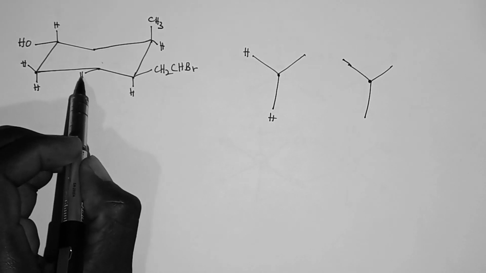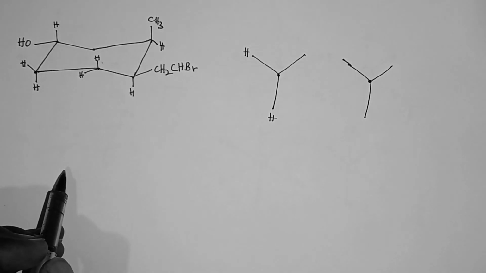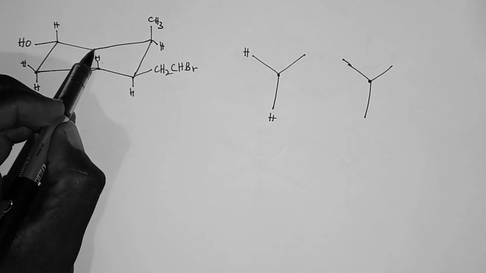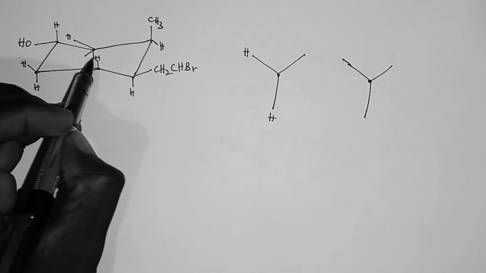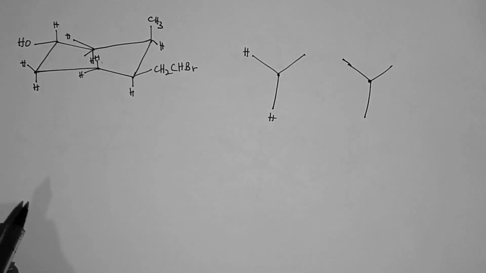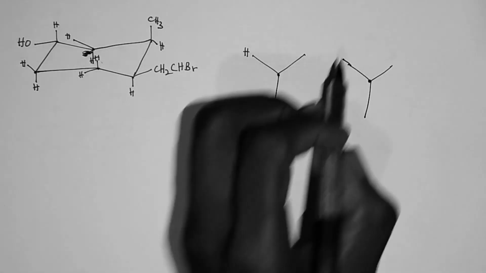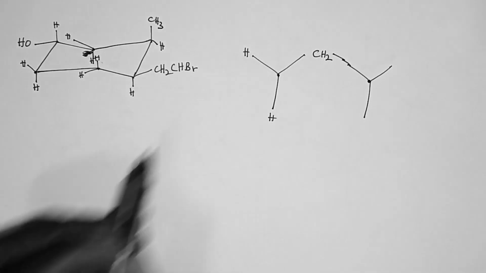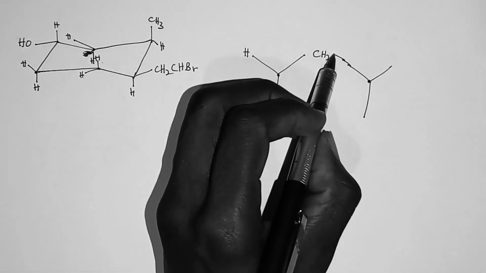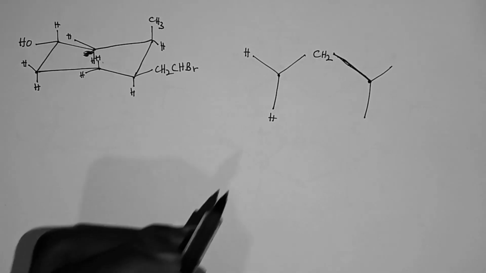Remember, there is a proton in the equatorial position and another proton in the axial position. It's the same thing over here. There's a proton here and another proton here. So let me cancel this out. So this is a CH2, and this is a CH2. Then now let me straighten this line. So this is CH2.